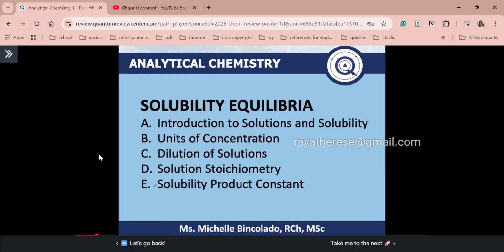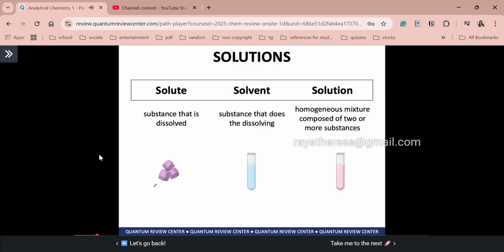Okay, so guys, let's begin with our basic concepts. So let's recall the definitions of solute, solvent, solution. Very easy. Solute is the substance or component that is dissolved. Solvent is the substance that does the dissolving. Diba? Very easy lang. And the result, the solution, is a homogeneous mixture composed of two or more substances.